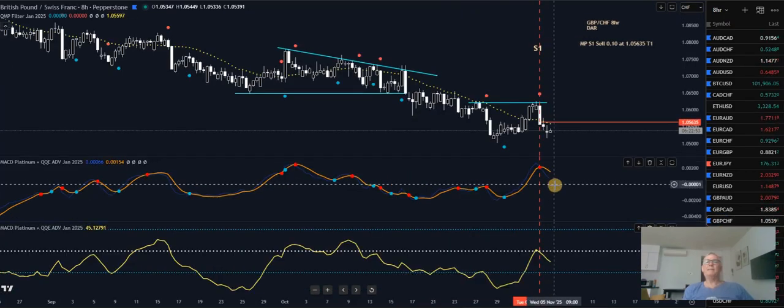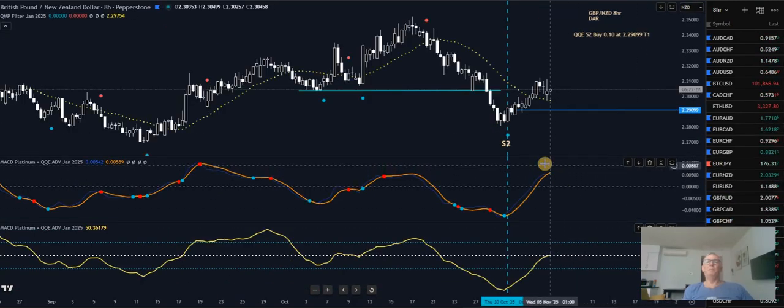Pound Swiss in a sell, it's HP or MP, MACD pattern or high probability, whichever way you call it. You can see not much happening on the QQE, so it's just been ignored. There's this resistance level and price. The MACD pattern's above the 0 level, just a high probability trade setup. My target's the 0 level on the MACD pattern.